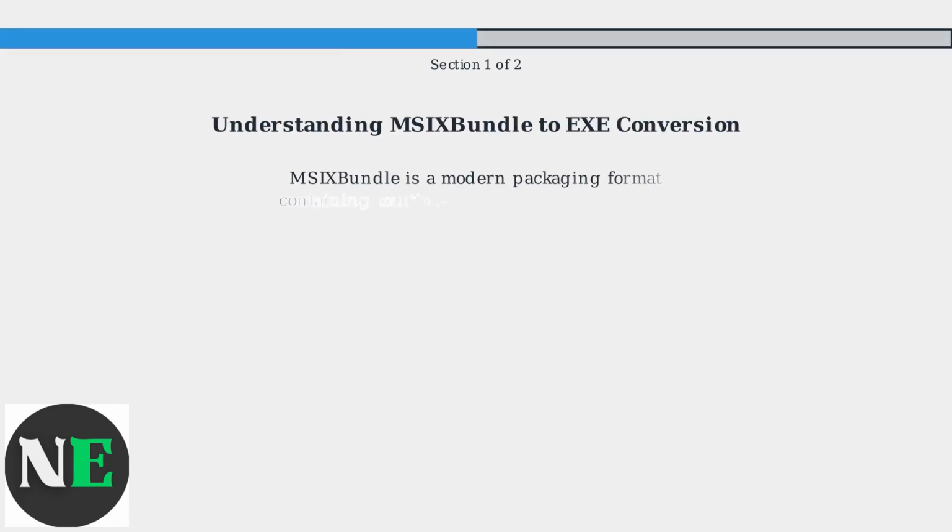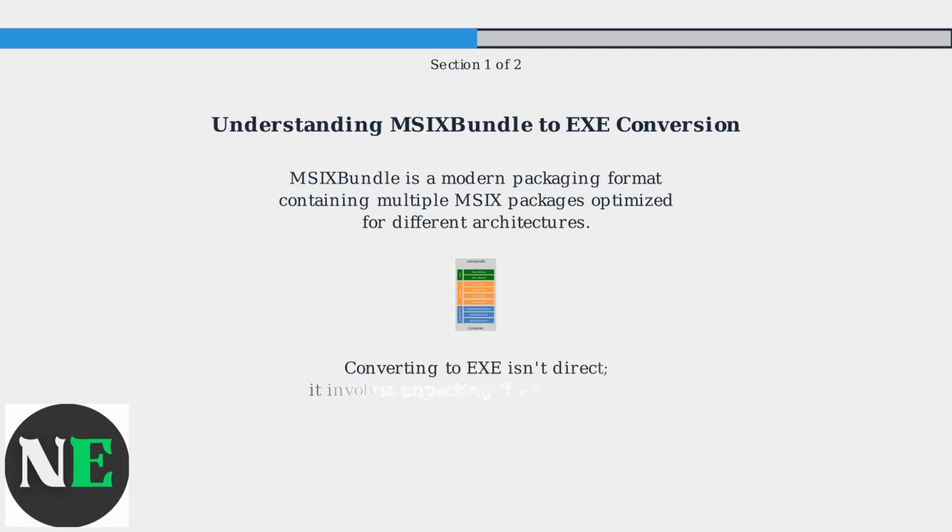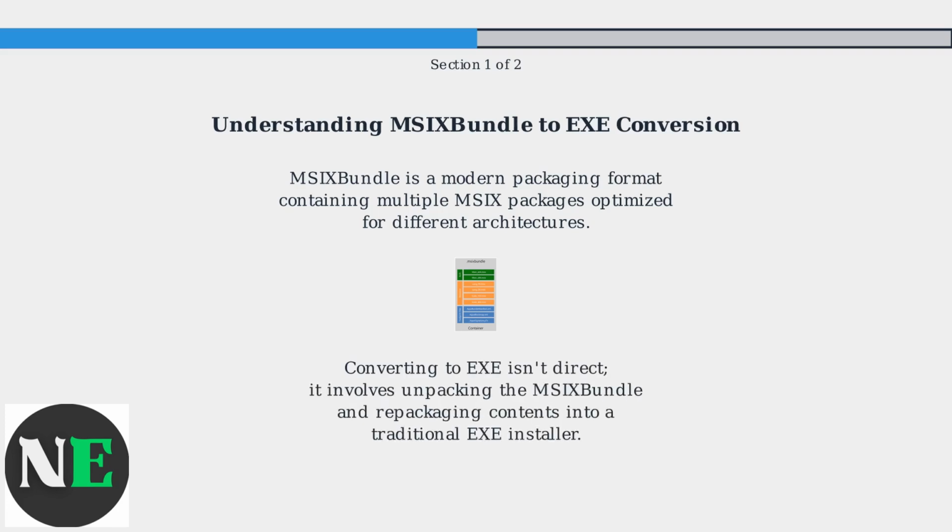MSIXBundle is a modern packaging format containing multiple MSIX packages optimized for different architectures. Converting MSIXBundle to EXE isn't a direct process. It involves unpacking the bundle and repackaging its contents into a traditional EXE installer.